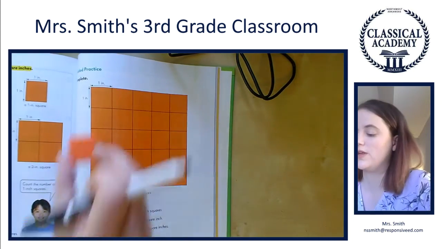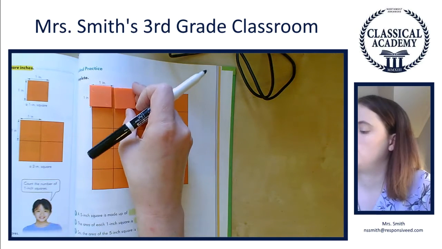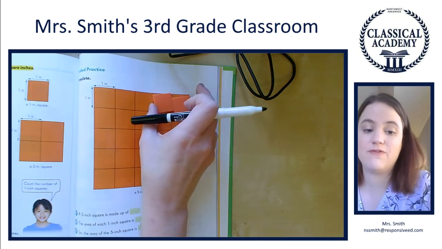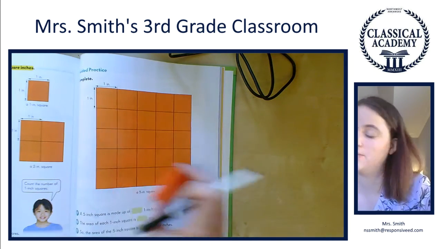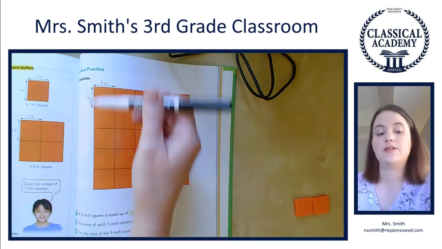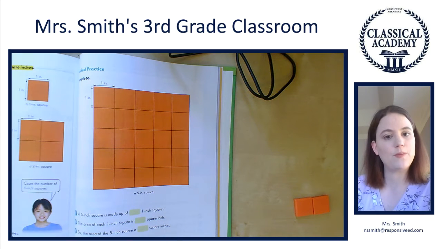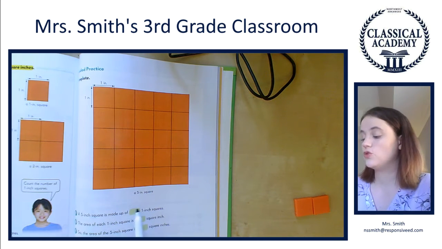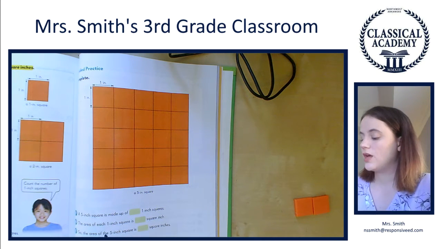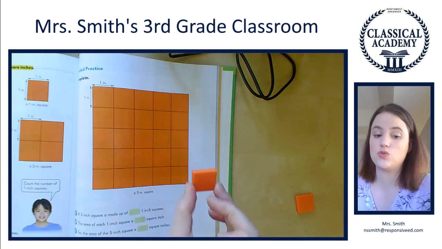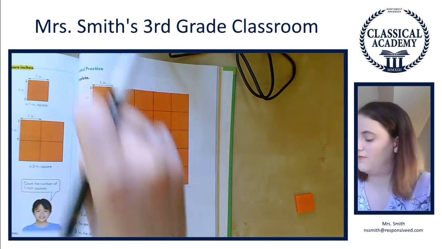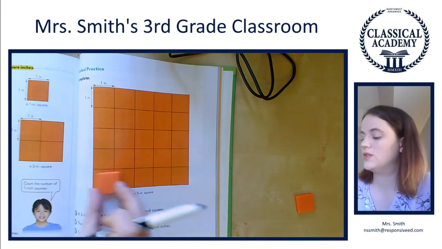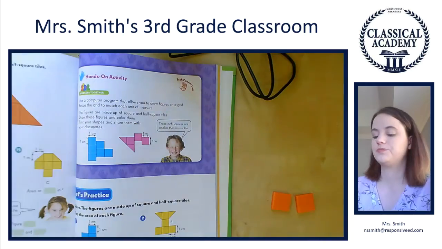Let's look at this big one over here. 1, 2, 3, 4, 5. 5 of them could fit across, and 5 of them could fit down. So 5 times 5. What is 5 times 5? Do you remember your math fact? Good, it's 25. A 5-inch square is made up of 25 1-inch squares. The area of each 1-inch square is still just 1 square inch. So the area of the 5-inch square is 25 square inches.